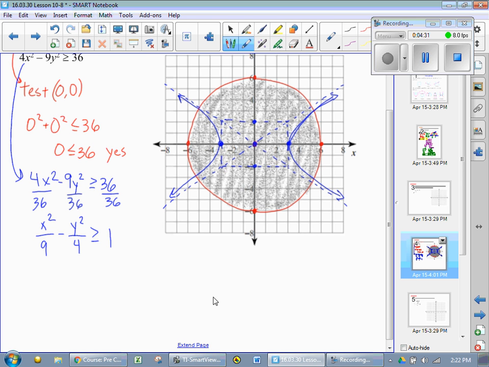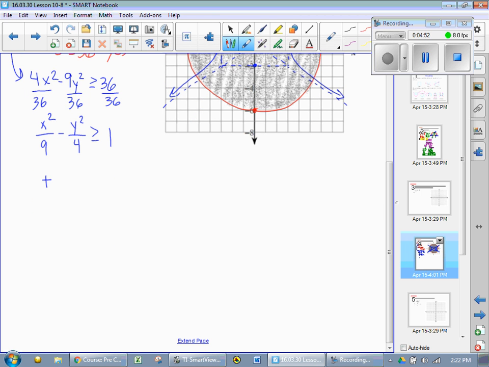Now I need to decide what side of this to shade on. So for a hyperbola, I'm either going to be shading in between the two curves, or I'm going to shade outside of the curves. And again, I'm going to figure out which side to shade by testing a point. Again, 0, 0 is clearly in between those two curves, so I'm going to test the point 0, 0. And I get 0 squared over 9 minus 0 squared over 4 is greater than or equal to 1.